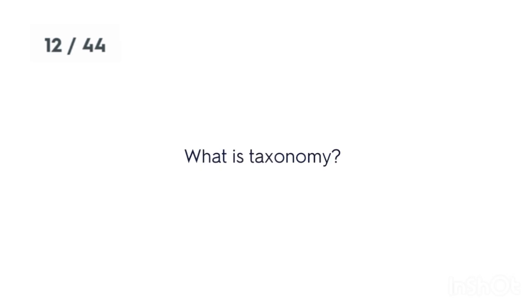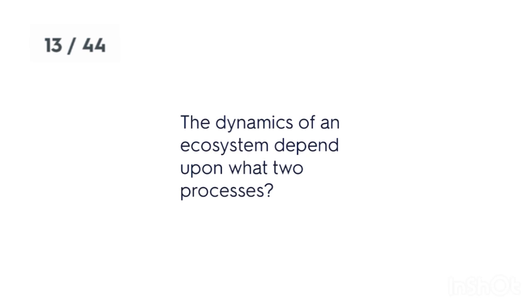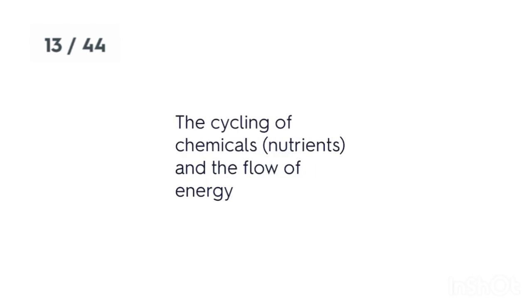What is taxonomy? The branch of science that identifies, names, and classifies living things. The dynamics of an ecosystem depend upon what 2 processes? The cycling of chemicals and the flow of energy.